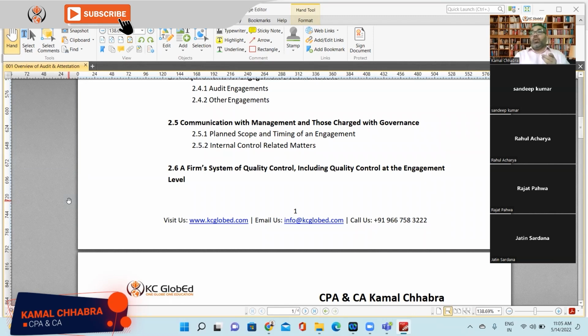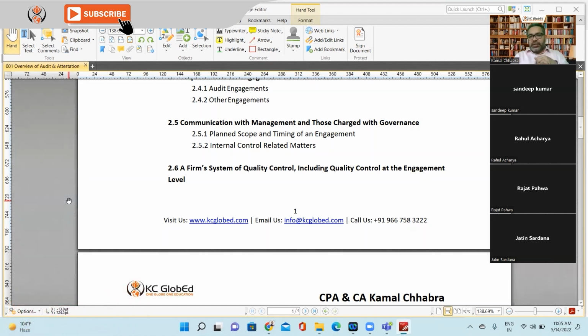Same way for the annual financial statement, within 60 days they need to file with the SEC for the listed company. So these are the timelines for the listed company. And for the private company, it is 90 days.